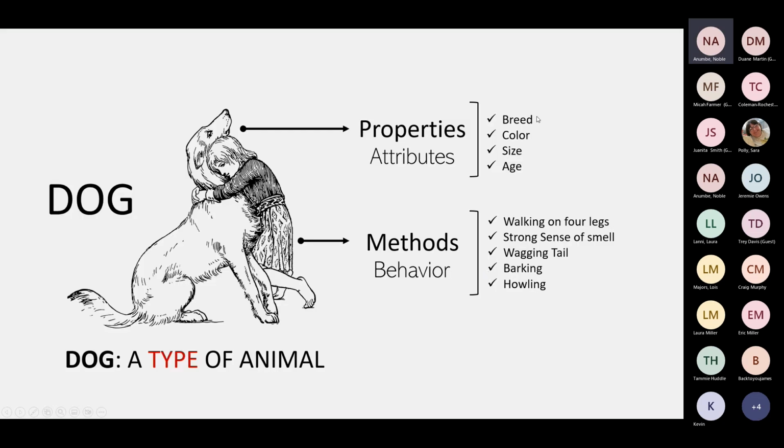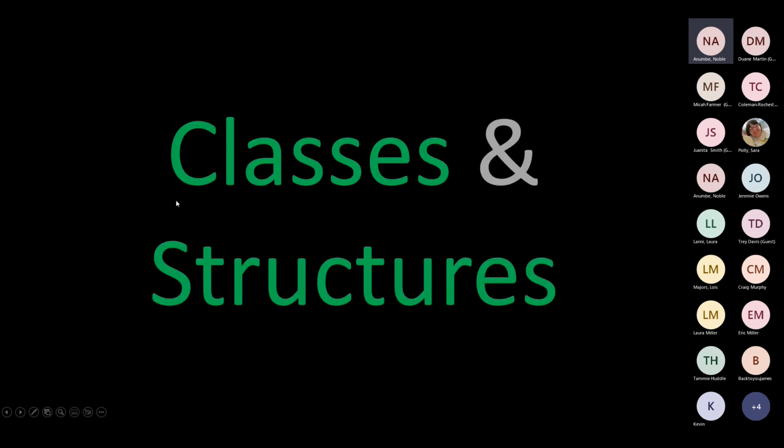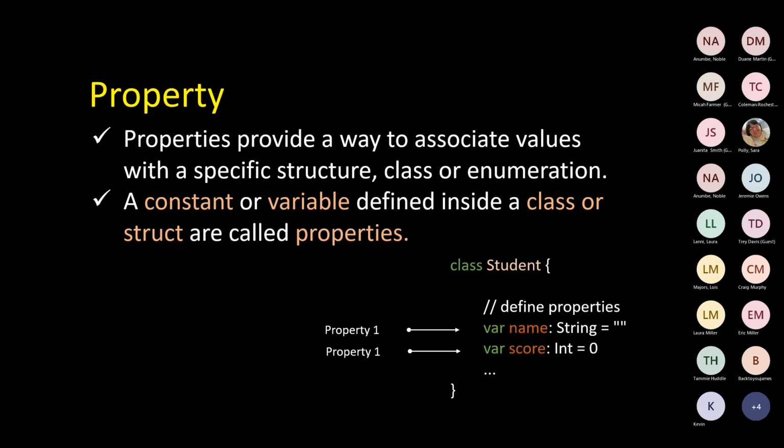I go back here. So these are properties. Now I will assign values to each of these properties. Now this property as a whole provides a connection to this class, which is dog. It helps me associate that instance of dog to the dog class. That's what properties do. It's a constant or variable defined inside a class or struct. They are called properties.